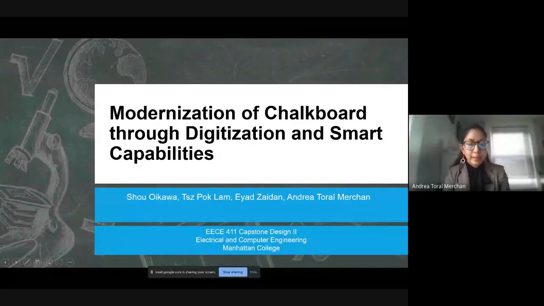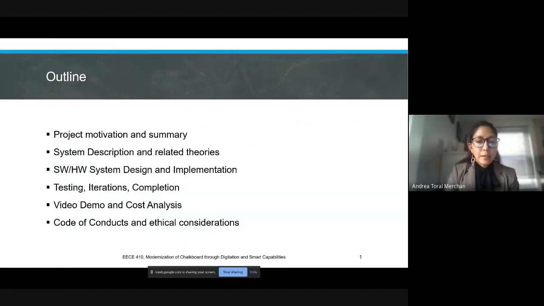Smart capabilities. Next. This is our breakdown, our outline of our project. We started with project motivation and summary, system description and related theories, moving on to software and hardware system design and implementation, testing, iterations, completion. We also included a demonstration video, cost analysis, and we will conclude with code of conduct and ethical considerations. Next.